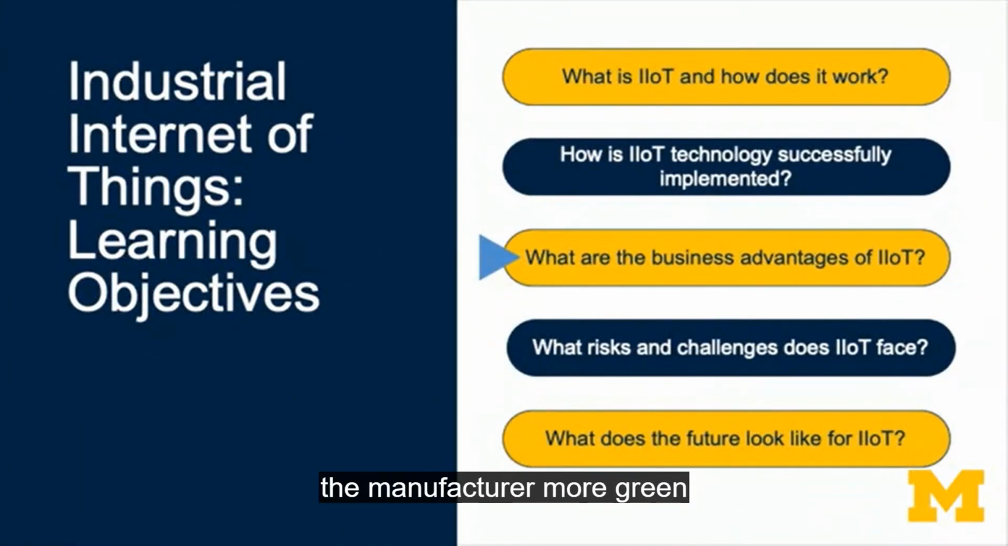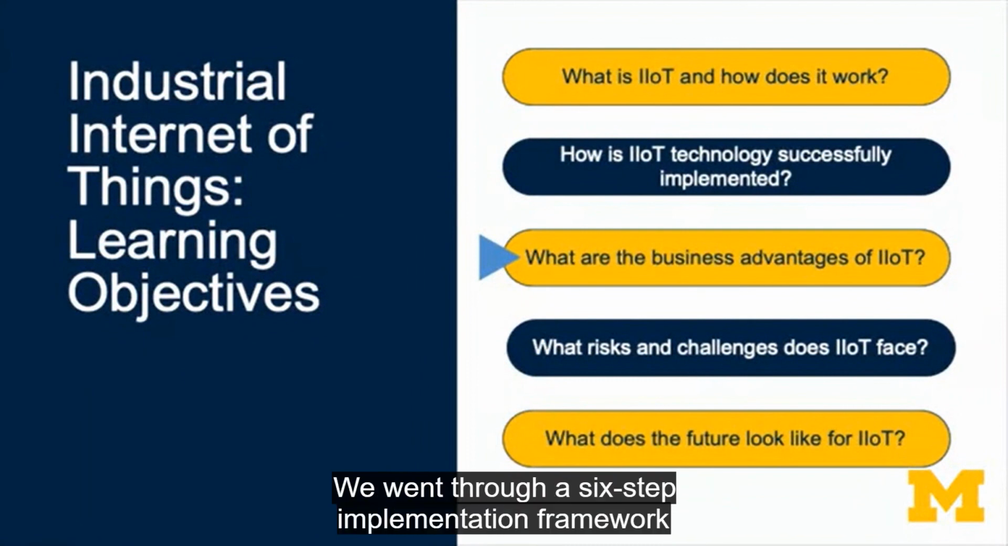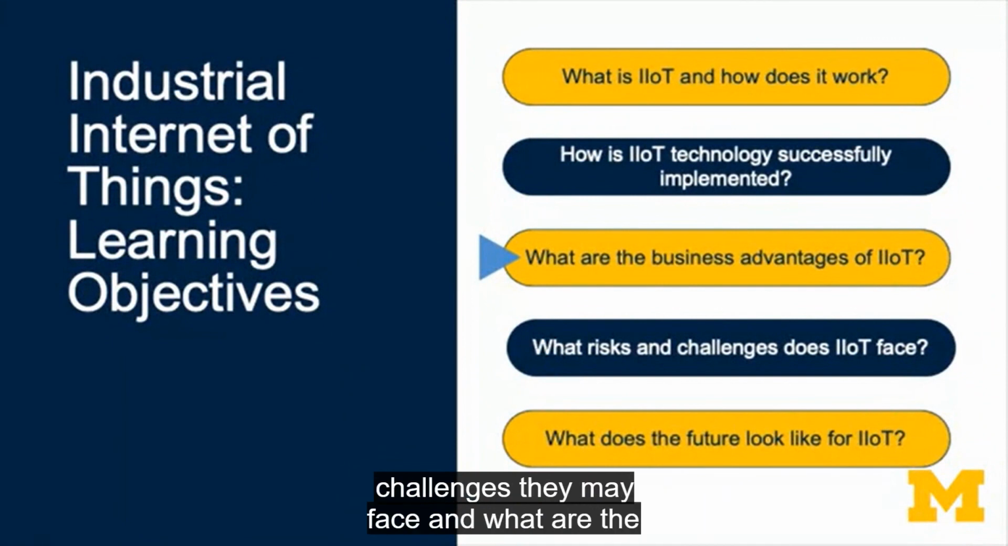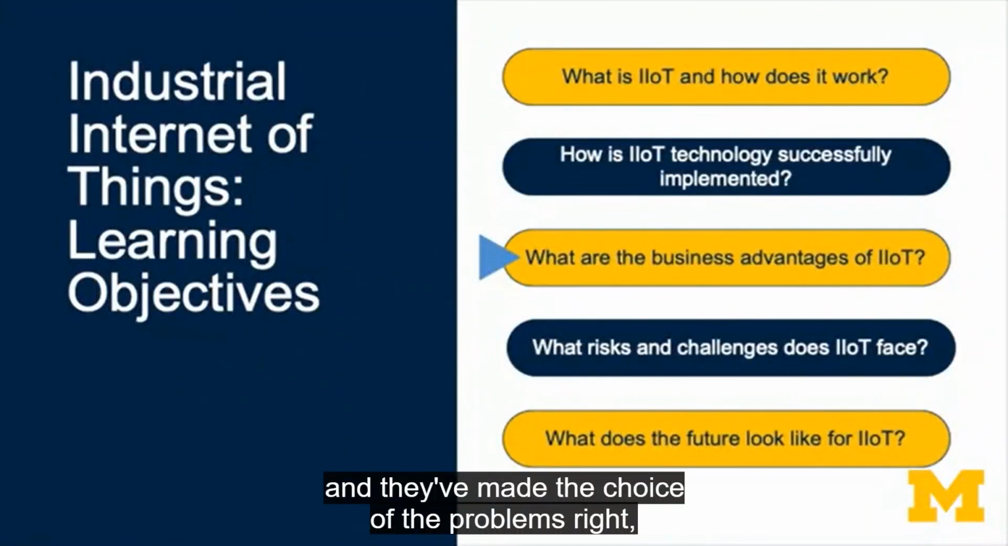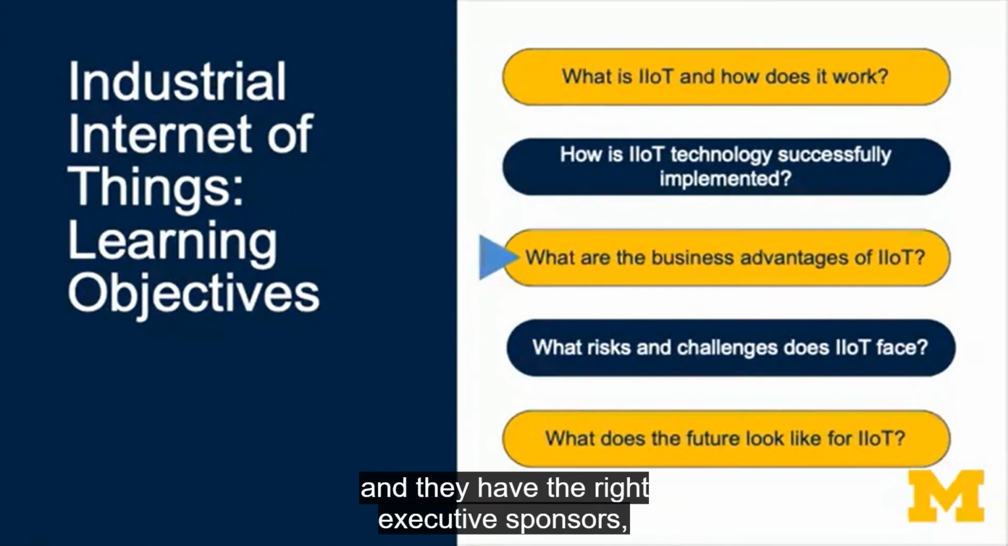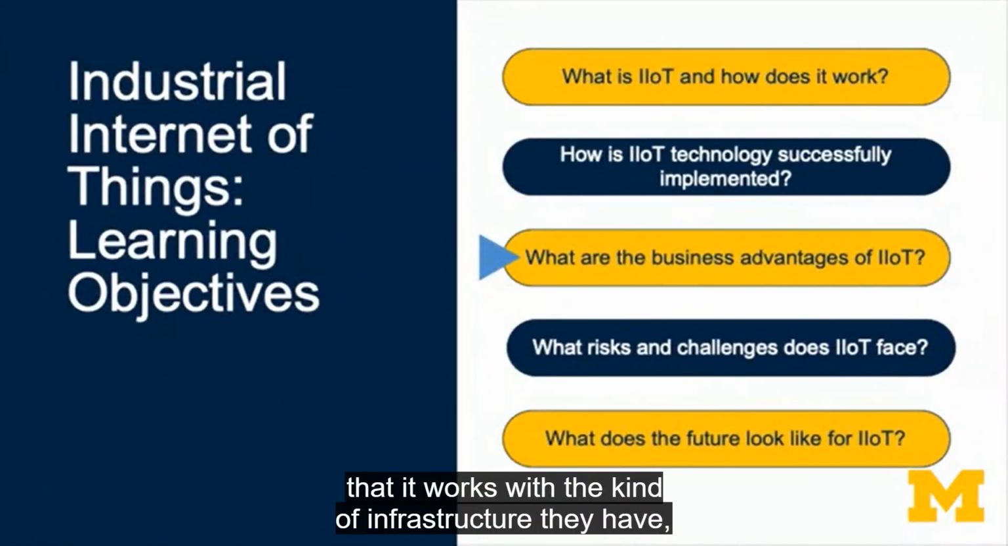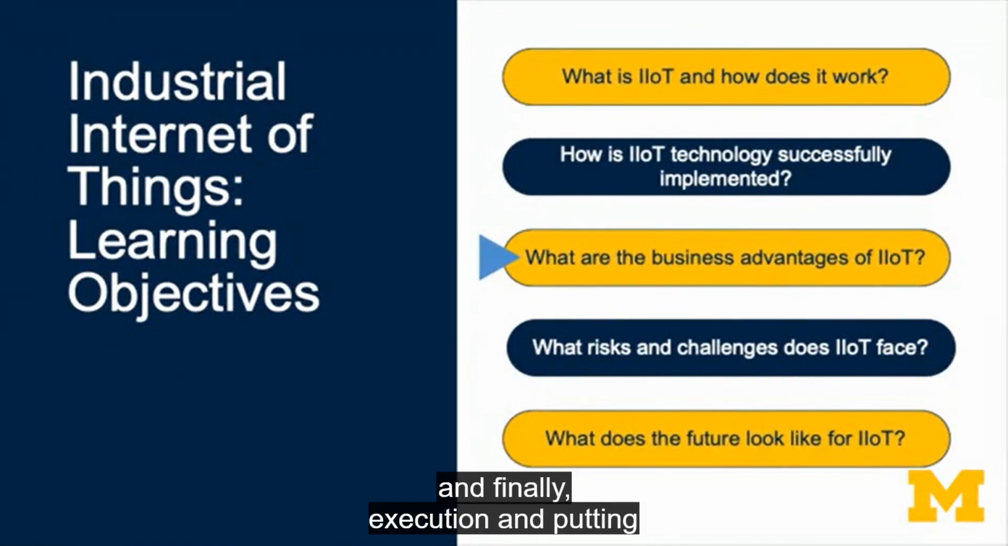We went through a 6-step implementation framework for managers to understand what kind of challenges they may face, what the do's and don'ts are, and what steps they need to take to make sure that they have identified the problems right, and made the right choice of problems, and have the right executive sponsors, the right partner ecosystem, both internal and external, understanding the compatibility issues to make sure that it works with the kind of infrastructure they have, and finally execution and putting the change management process in place with all the leadership support.